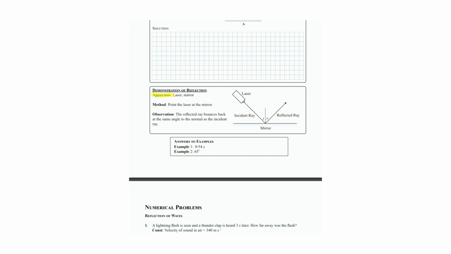The method, no need to go 1, 2, 3, 4, anything like that. Just a simple sentence or two sentences. Point the laser at the mirror. And then you want an observation, maybe a conclusion. What we're saying here is the reflected ray bounces back at the same angle to the normal as the incident ray. That's a very simple demonstration of reflection. Okay, that's the end of this part of this particular lesson.